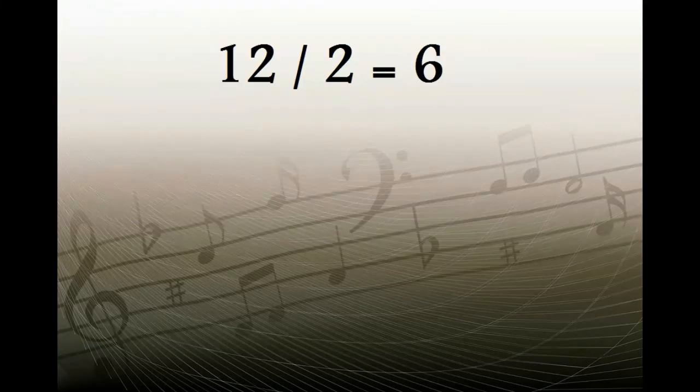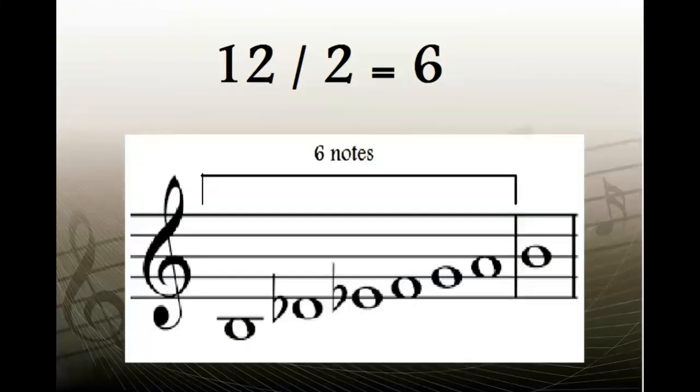12 divided by 2 is 6, and there are 6 notes in the whole tone scale, summing up to 7 when you add the repeated octave note. So with the theme of 12 divided by 2 being 6, we can get some whole tone scales in the circle of fifths just by skipping every second note till we get the 6 notes of the whole tone scale.